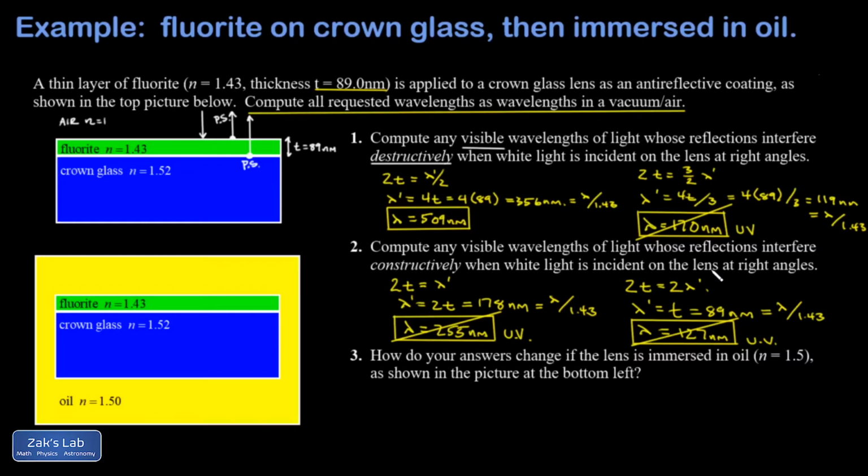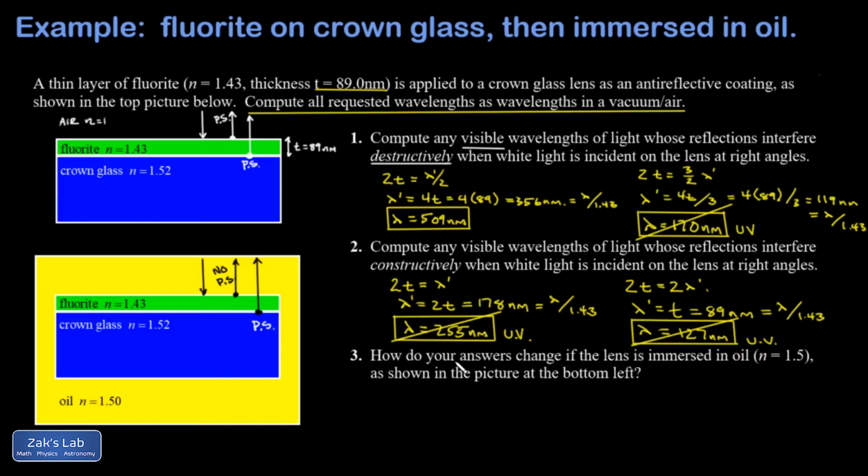Now in part 3, I want to know how the answers change if the lens is immersed in oil, and this oil has an index of refraction of 1.5, making it larger than the index for the fluorite. So there's my incoming light wave. There's my first reflection. There's my second reflection. And what changes is that at the first reflection, that's a transition from a slower material to a faster material. The index of refraction went down, and there's no phase shift caused by that reflection. The second reflection is still phase shifted because it's a transition from a faster material to a slower material.